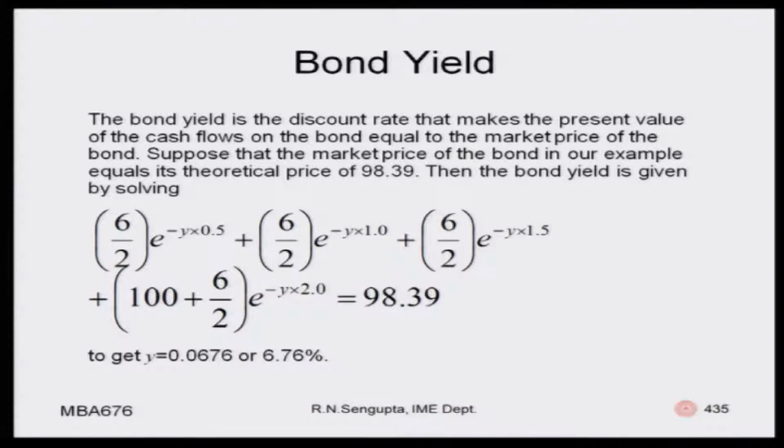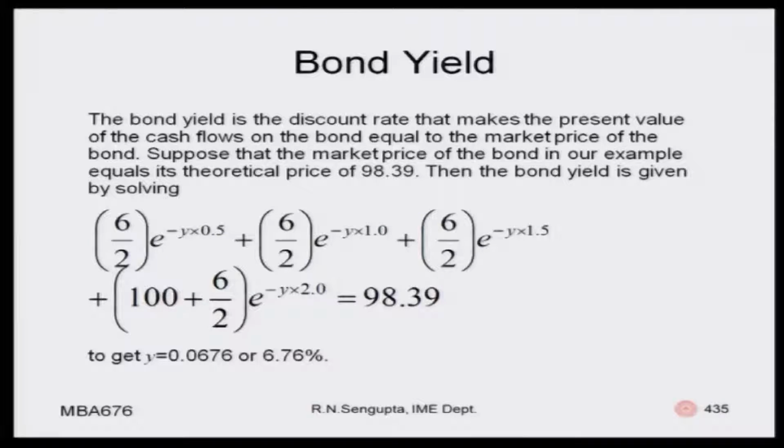Now, bond yield is basically the intrinsic value of the coupons. If you remember, we have said that the coupons are being paid every 6 months. So the coupon you are getting is 6/2. Initially the rate was 5% for 6 months, but now you will consider a constant yield rate y per annum on a continuous compounding basis. So, it will be 6/2 e to the power minus y into half.